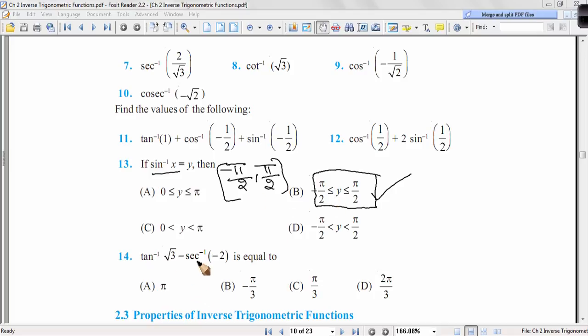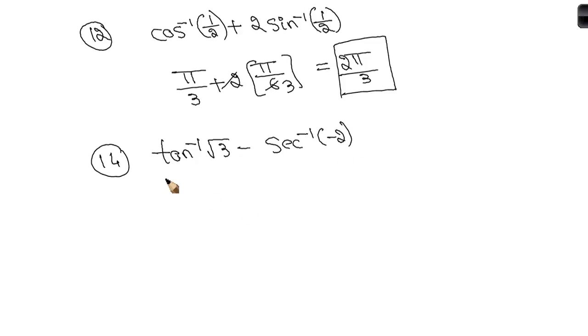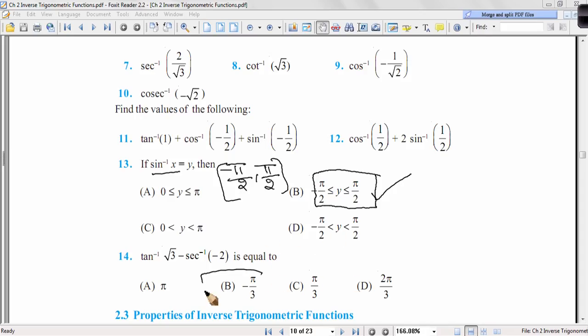Next one is tan inverse of root 3 minus secant inverse of minus 2 is equal to. Tan inverse of root 3, that is pi by 3, minus cos inverse of minus 1 by 2. Cos inverse of minus 1 by 2 would become, for cos 120 degrees, 120 is 2 pi by 3. So pi by 3 minus 2 pi by 3 would become minus pi by 3. So that is the answer. Minus pi by 3, that is option B.